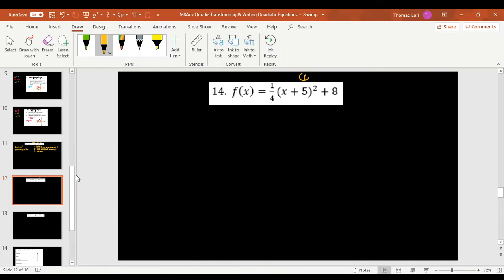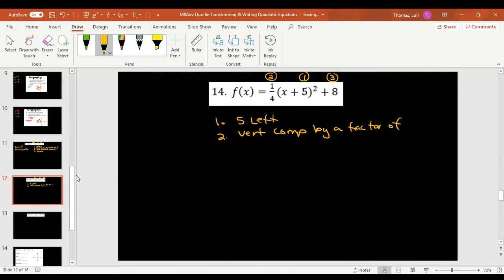We have a horizontal shift, we have a dilation, we do not have a reflection, and we have a vertical shift. So we're going to go 5 units left. My A is between 0 and 1, so this is a vertical compression at a factor of 1/4, and then we shifted 8 units up.